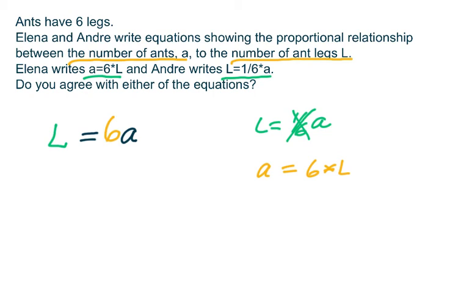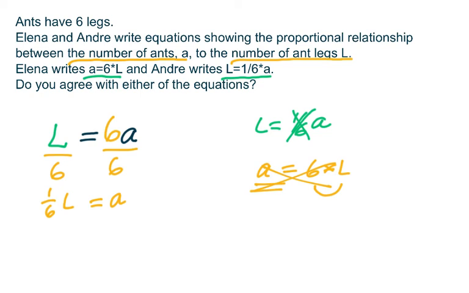And I know that Elena's is wrong because she did write A equals 6 times L, and it's not that it's wrong because she started with A. So I could also change this to start with A. I would do that by dividing both sides by 6. And when I do that, I'd have 1/6 times the number of ant legs, and that would tell me the number of ants. But Elena wrote it incorrectly. She wrote that we would take the number of legs and multiply by 6, and that would tell me the number of ants. So that one's wrong.